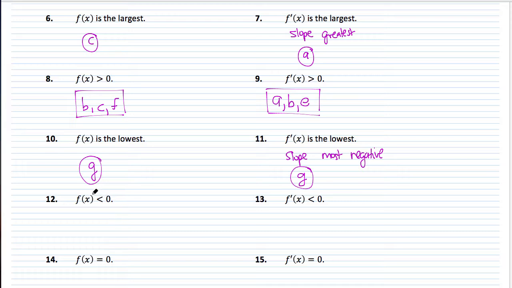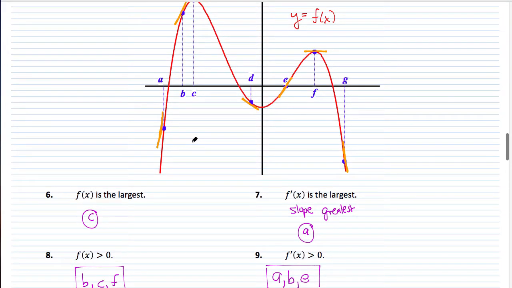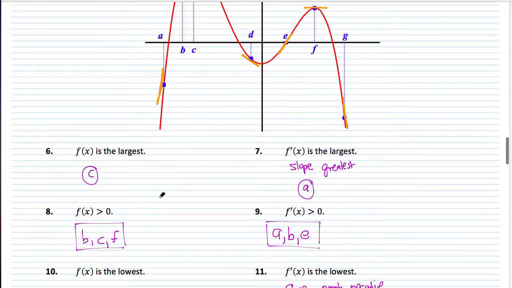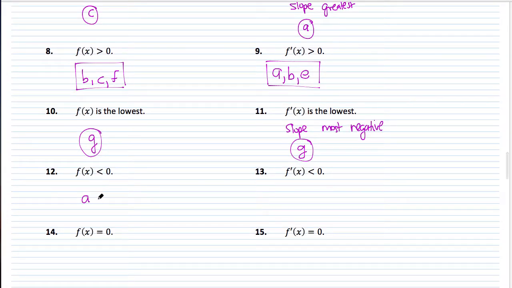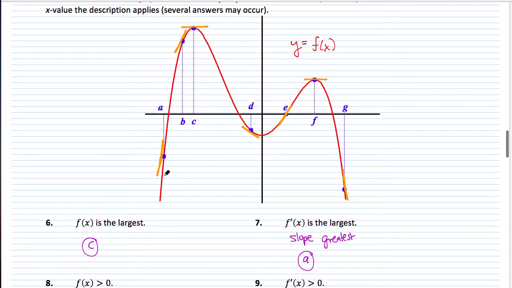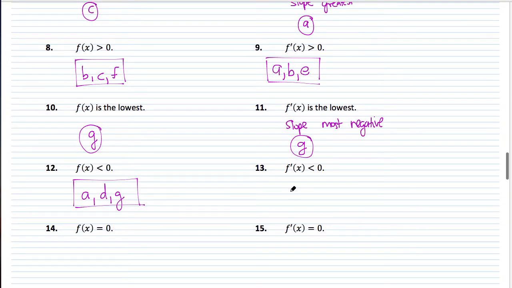For number 12, we want to know when are the function values less than 0. So the function values that are less than 0 are at A, D, and G. These are all negative values. Now 13 asks, when is the slope or the derivative less than 0? So we have negative slopes at D and G.